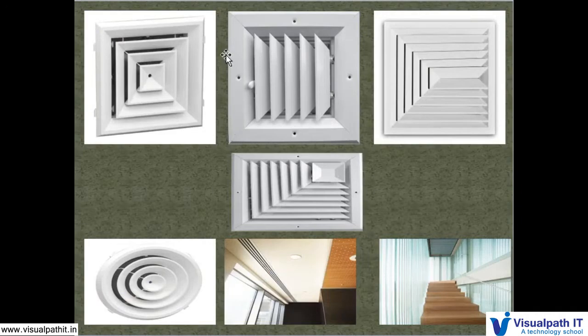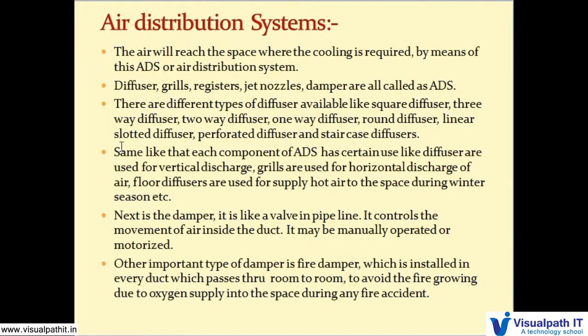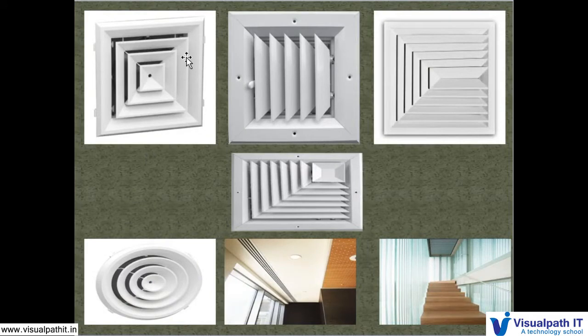Let us see some of the pictures here. This is the diffuser. We saw here, right? There are different types of diffusers available. Let me tell you. This is the diffuser. These are all the types of diffuser. This is the round diffuser. This is the square diffuser, one-way diffuser, two-way diffuser. These are all the types of diffusers. And this is the staircase diffuser. And this is grill or register, you can say. This is how it looks like.